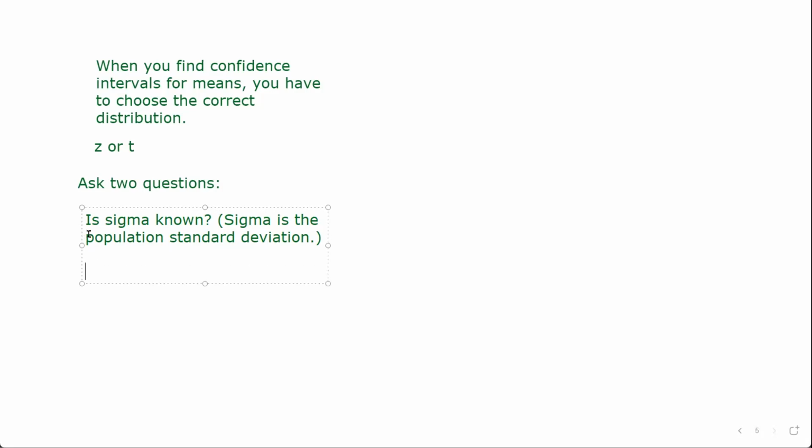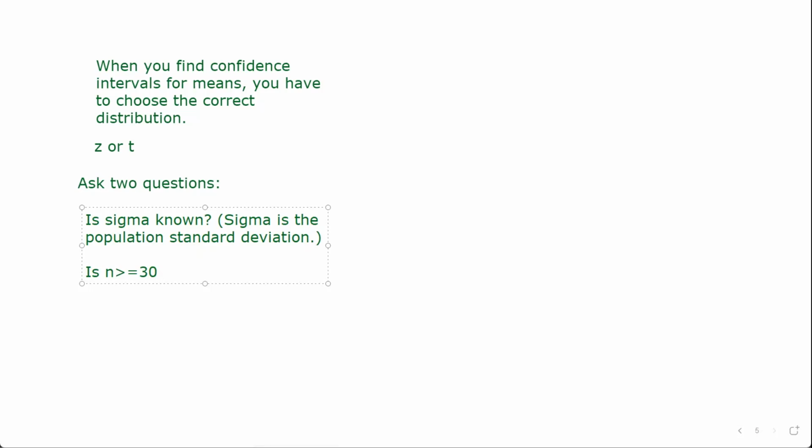And the second one is, is n greater than or equal to 30? This is your sample size. Now, you can have 4 possibilities, 2 yes, 2 no, or yes, no, depending on whether you get yes to the first one and no to the second one.